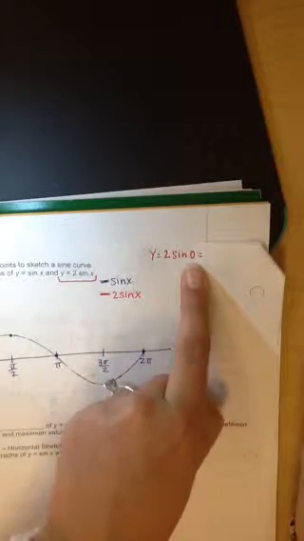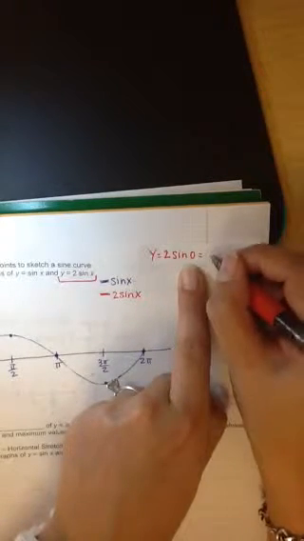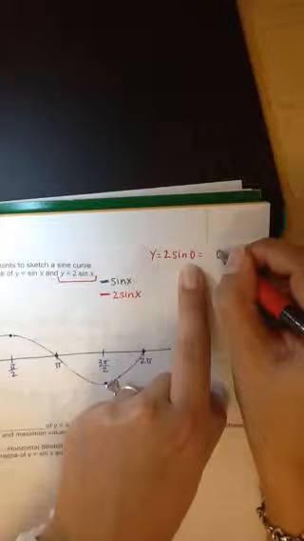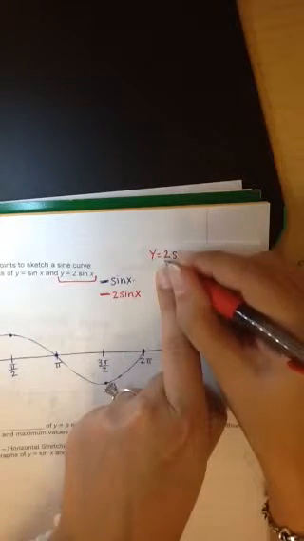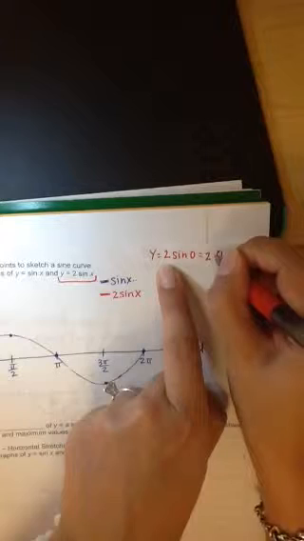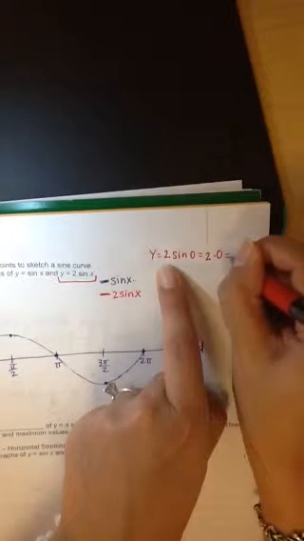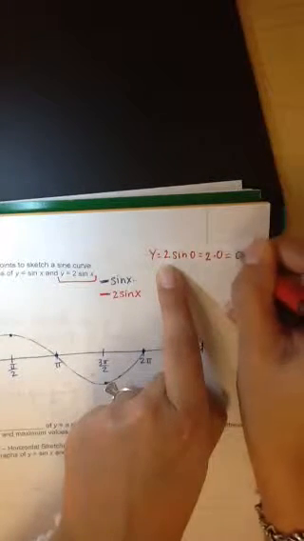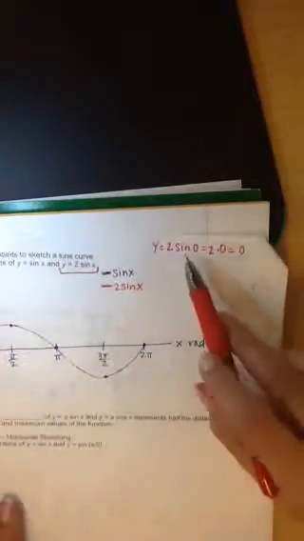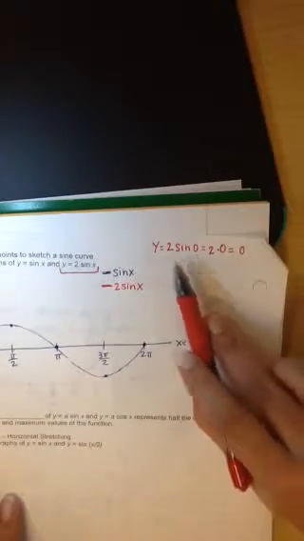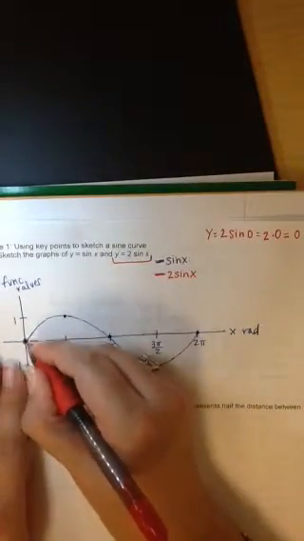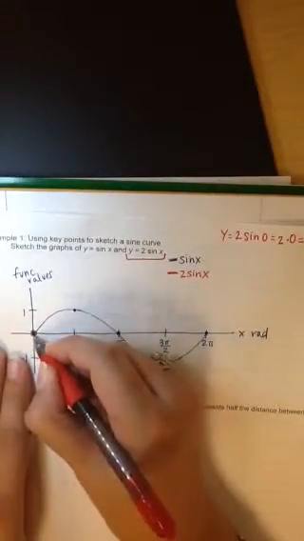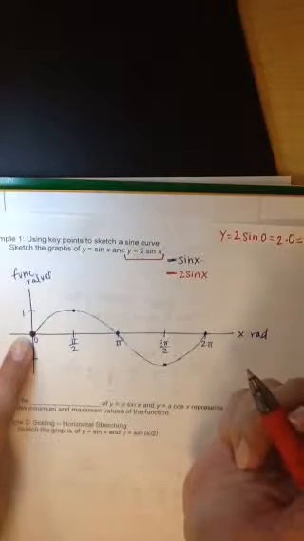If you evaluate sine of 0, you get 0. But there's a 2 there, so we have 2 times 0. In this situation, however, it doesn't change the end result. So when x is 0, y is 0. So I will plot another point on top of my original 0, 0.